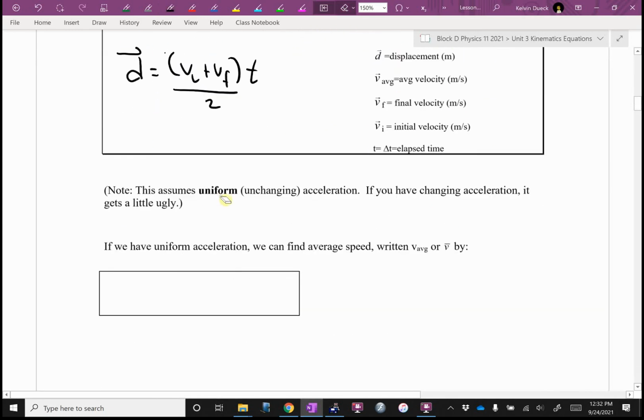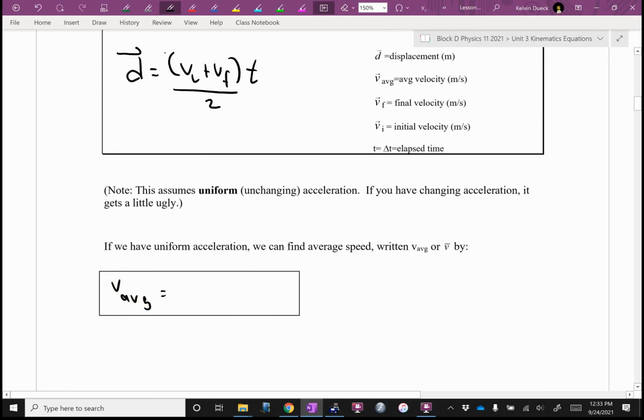I should point out this assumes uniform or unchanging acceleration. What I said to you yesterday was in physics 11, I'll let you step on the gas or I'll let you hit the brakes. But once you've done that, I won't let you push harder or ease up. So we can't change our acceleration. Once we start accelerating or decelerating, we're stuck with it. If you have a changing acceleration, it gets a little ugly. You need calculus.